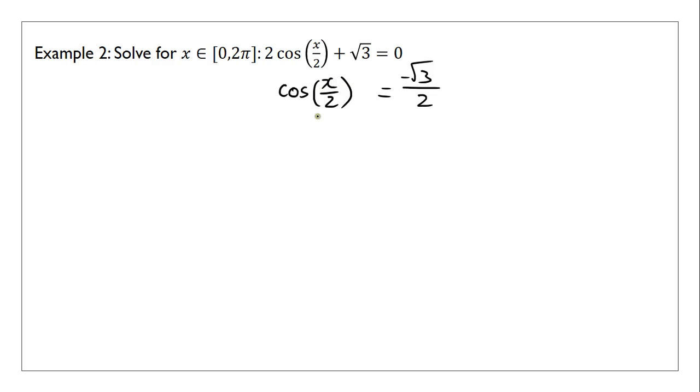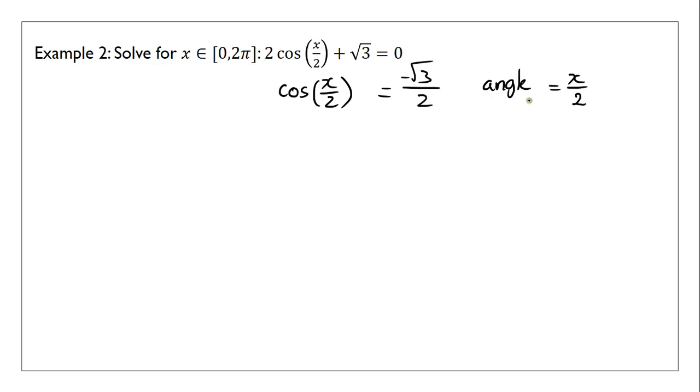Okay, so one thing I want to point out is that in this case, the angle is not x. The angle is x over 2. There is definitely more than one way to do these kinds of questions when there is some transformation being applied to the angle. But this is the way that I do it, and feel free to do it your way. You need to own your method when it comes to trigonometry.